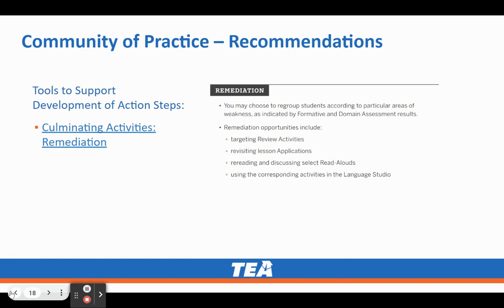So, in addition, there are other opportunities within Amplify that provide additional support, such as the culminating activities, which can be found at the end of the TEs, at the end of those domains. And there's also those remediation sections that can also support your students. I've sometimes used those remediation activities instead of using the actual lesson plan in Amplify because I know it just best supports those particular students at that time. So don't forget about those two opportunities as well.